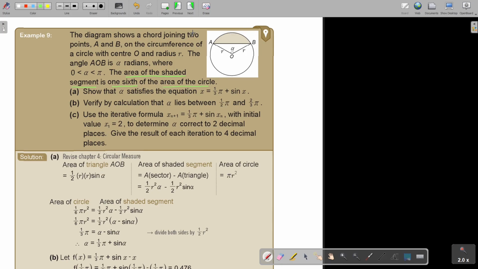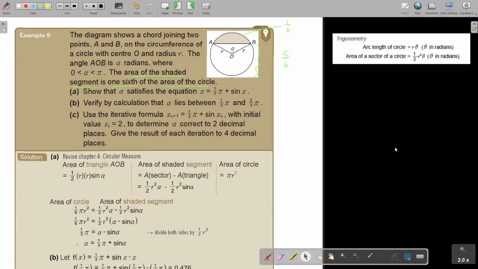Meaning, we're going to compare it in two ways, but this shaded part is 1/6, or make it a little bit longer, then the rest of the part is 5/6. Just keep it in terms of the area of the circle. Now, they say, show that this angle satisfies the equation. Okay. So let's start. You can revise chapter 4 and look at circular measures.